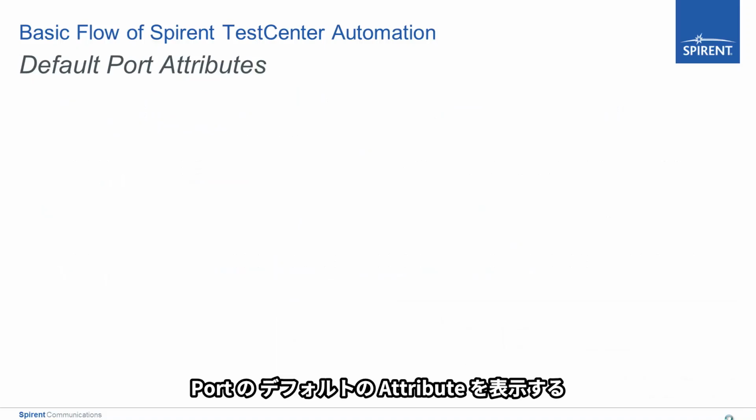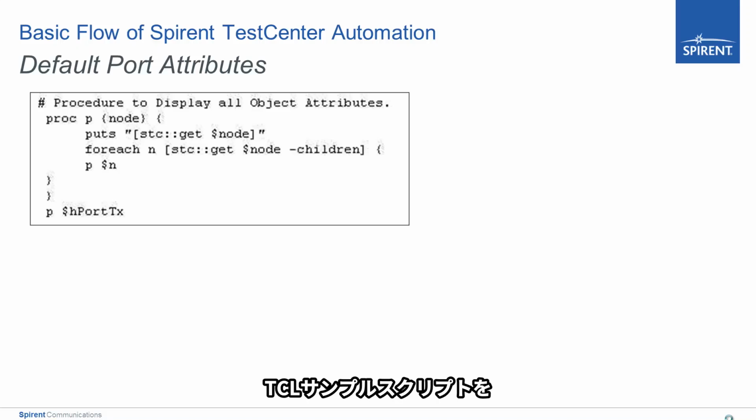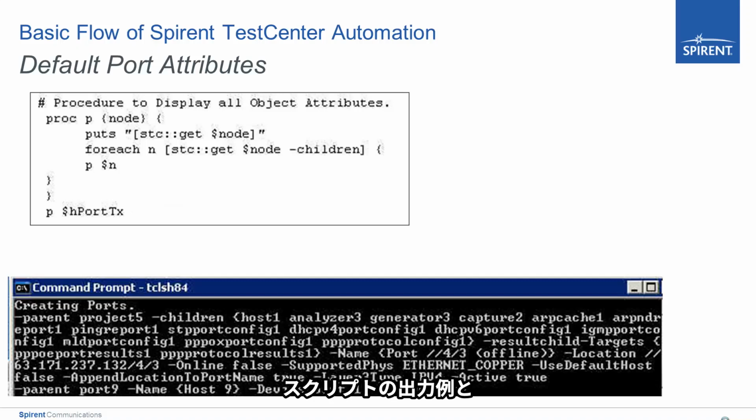Now, just to prove to you all of the default attributes that were created for this port, we're displaying a snippet of code that we added to the script, a little procedure called p. If we specify a particular handle, it will go in and perform a get on that handle and look for all the children of that handle. When we call it p $hPortTx, it's going to display everything. And if you look more towards the bottom of that, you'll see the supported physical interface is Ethernet copper.